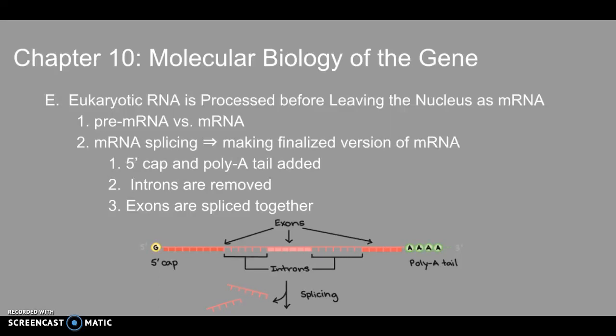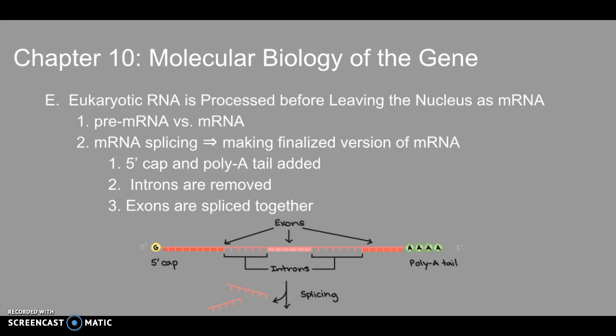Hi guys, welcome back. In the second part of the chapter 10 lecture, we're going to be talking about how eukaryotic RNA is processed before leaving the nucleus as mRNA. So the difference between pre-mRNA and mRNA is that pre-mRNA is what exists in the nucleus before it leaves the nucleus so that translation can begin.